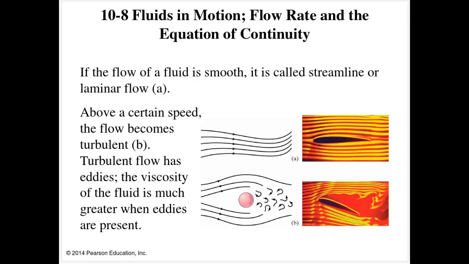Now we're going to move on and talk about fluids that are in motion. We have two types of fluid flow. We can have smooth fluid flow, in which case it's going to be called streamline or laminar flow. In that case, you can picture some streamlines as they go over something, say an airplane wing. You can see that the streamlines here are relatively smooth.